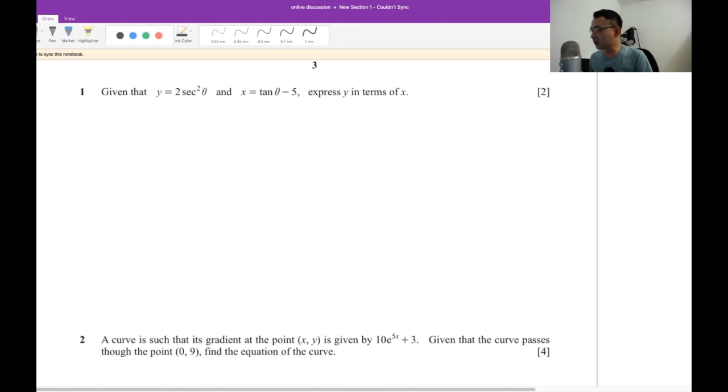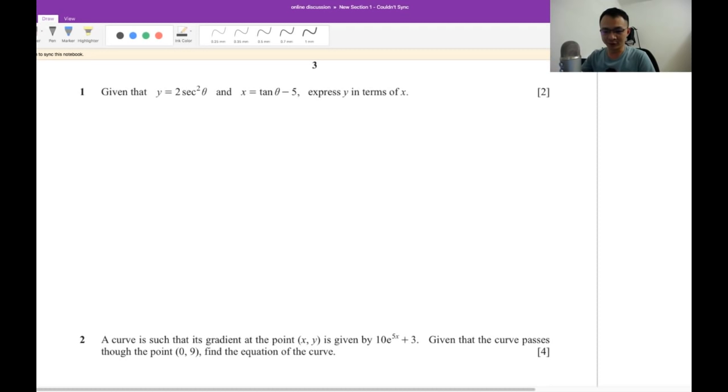For the first question, basically it's quite simple. You will see y equals 2 secant square theta and x equals tangent theta minus 5, and express y in terms of x. In order to do a question like this, what you have to do is find an equation which can link secant and tangent. Then you can easily solve this kind of question.